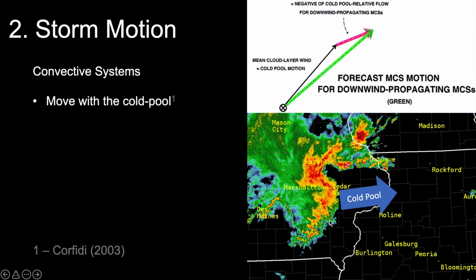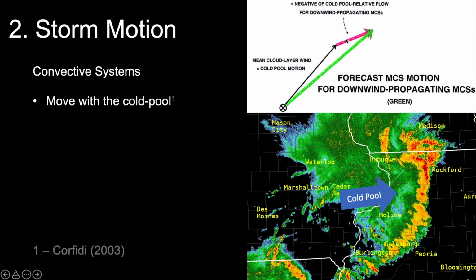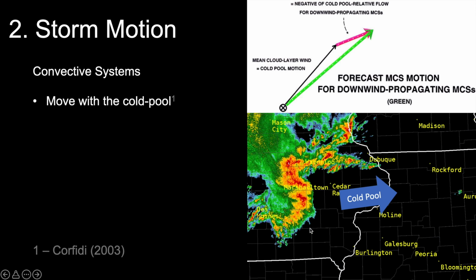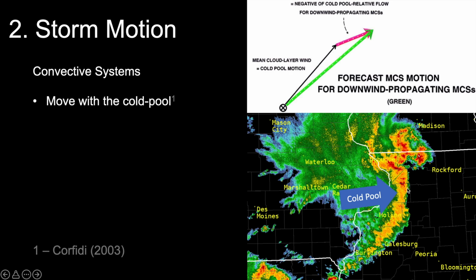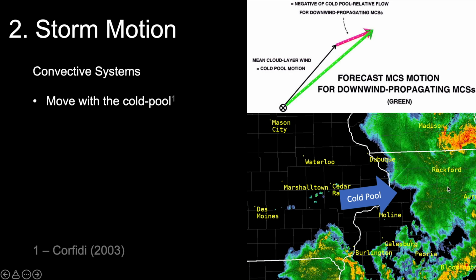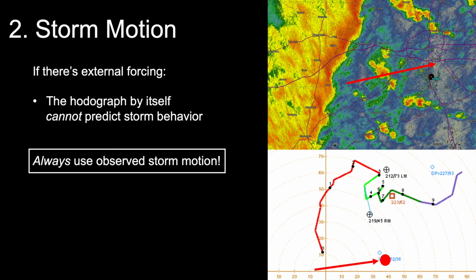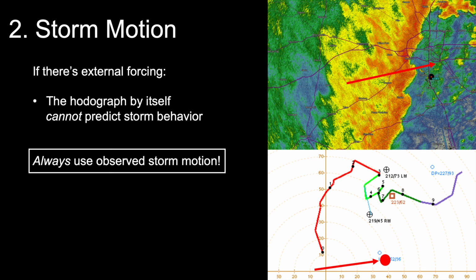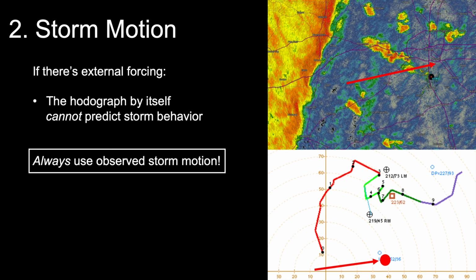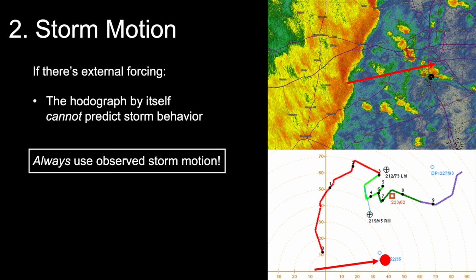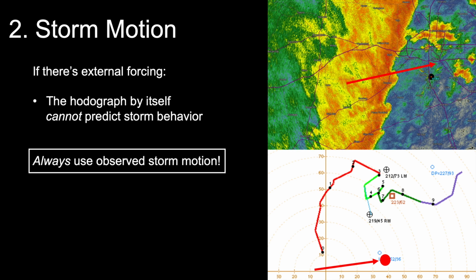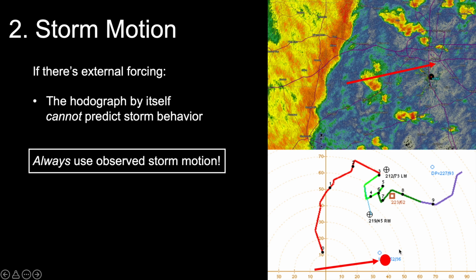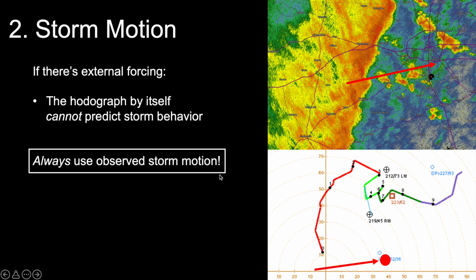Or they could move with the added component of the cold pool strength. So if we have stronger cold pools, we have MCSs that move a lot quicker relative to the mean wind, like this derecho does. But what I really want to hammer home about all these forced storms is that if there's external forcing, the hodograph by itself cannot predict the motion or the behavior of these storms. We need that information from the motion. And we should always use observed storm motion when we can.